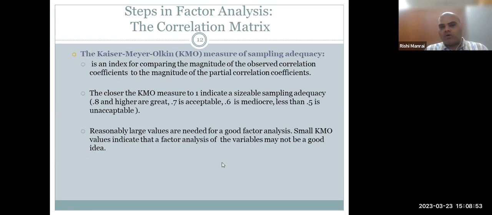Then next is KMO, the Kaiser-Meyer-Olkin test, which measures sampling adequacy. Besides the correlation matrix, we also have to understand that there is something called sampling adequacy, which means that the number of samples we have collected should be more than a certain number. We cannot perform factor analysis if the sample is below that number. To check this condition, we do the KMO test.